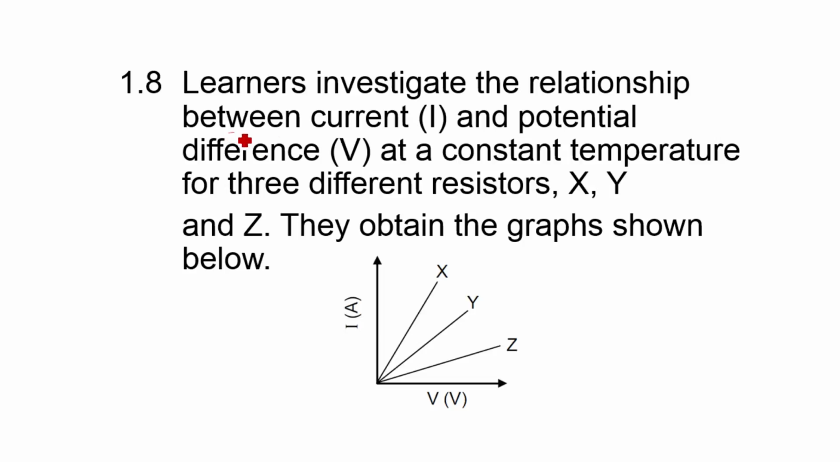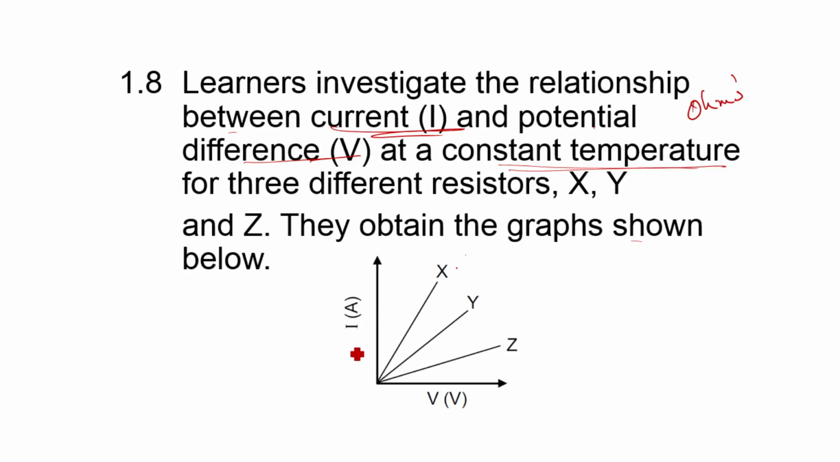Learners investigate the relationship between the current and the potential difference at a constant temperature. This all sounds a bit like Ohm's law, doesn't it? For three different resistors, X, Y, and Z, they obtain the graphs as shown.